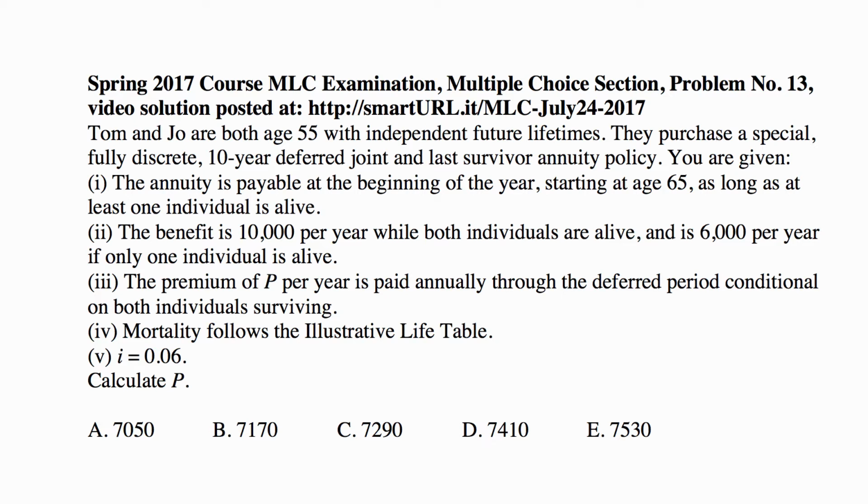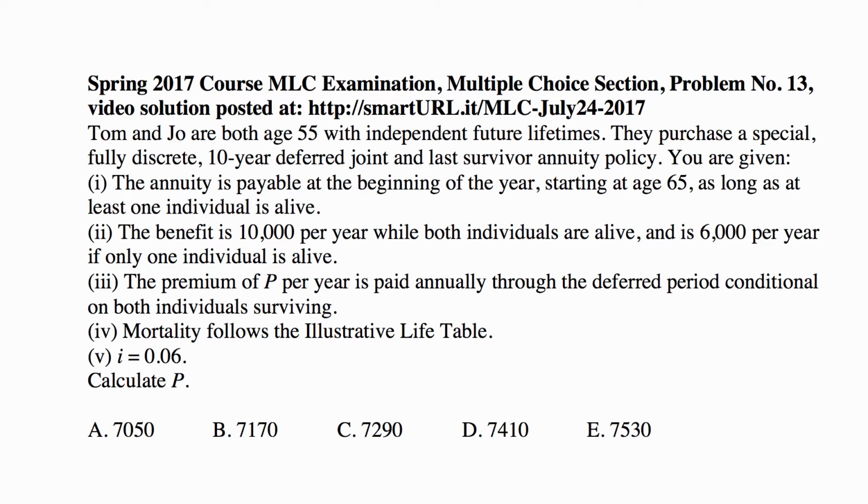But there is a little bit more here because the premium is paid if both individuals are alive. But the survival to the end of the period after which they receive the annuity is the last survivor status. So if at the end of the period only one of them is alive, that person who's alive will get the $6,000 per year. There won't be $10,000 because not both of them are alive, but yes, there will be an annuity.